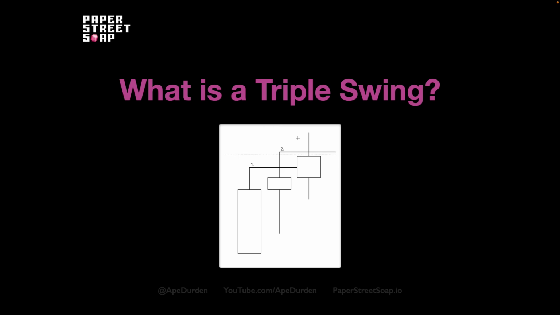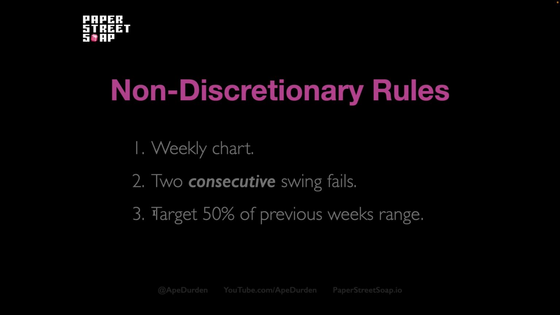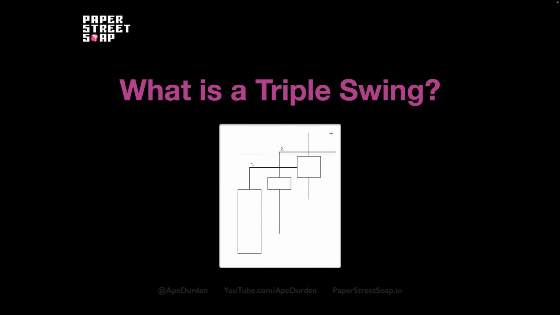Then we go back to non-discretionary rule number 3: target 50% of the previous week's range. We'll come onto that on the chart in a moment, but we're looking at this candle. Here was the final swing fail, there's the market close. Now we're looking at this weekly range, here's the low, here's the high, and we're looking for the mid-range. So we'll mark that out, somewhere around there, drag that across, and we're looking to trade from there into there.